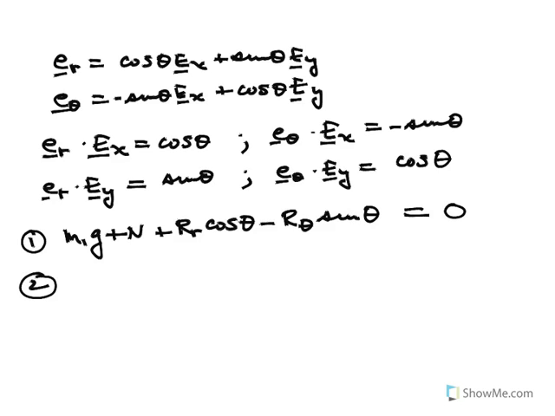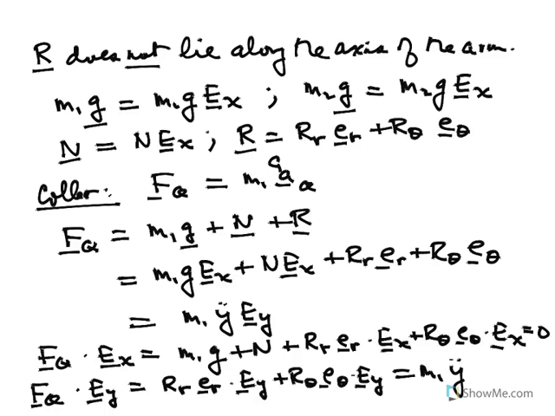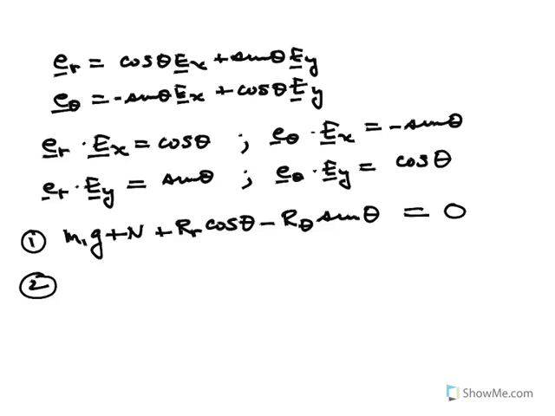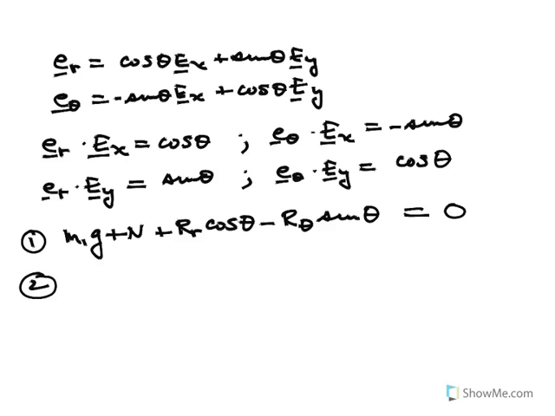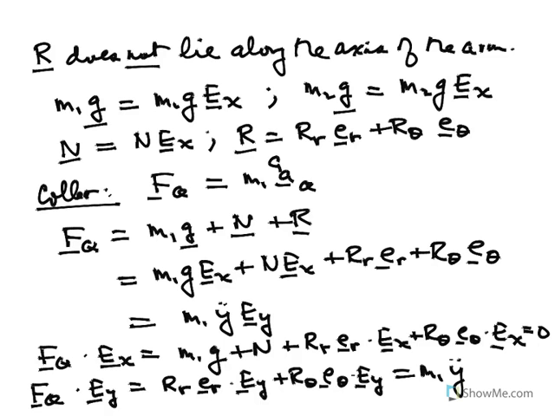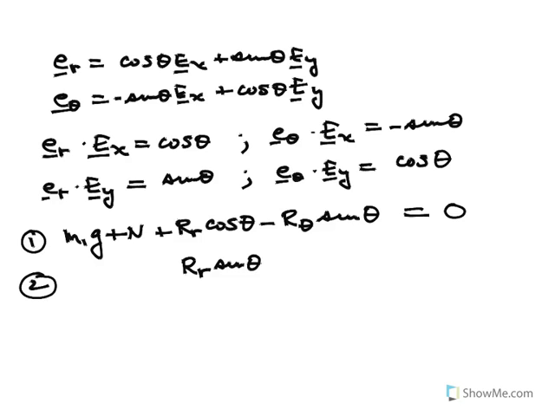The second equation gives us R sub r, and then we've got e_r dotted with e_y, which is sine theta, so we get R sub r sine theta, and then we've got e_theta dotted with e_y times R sub theta. e_theta dotted with e_y is cosine theta, so we get plus R sub theta cosine theta, and that has to equal m1 y double dot. So that's the first two equations.